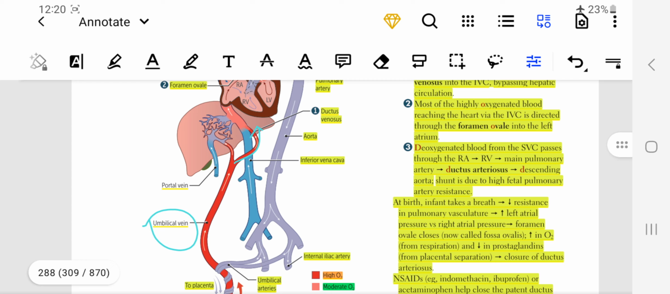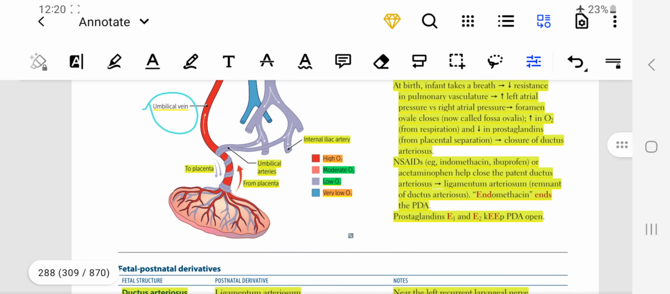At birth, infant takes a breath that would decrease resistance in pulmonary vasculature. That would increase left atrial pressure versus right atrial pressure. Foramen ovale closes. Now that would be called fossa ovalis. Increase in oxygen from respiration and decrease in prostaglandins from placental separation would lead to closure of ductus arteriosus.